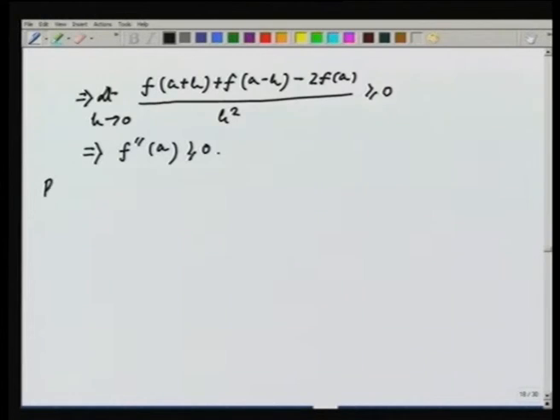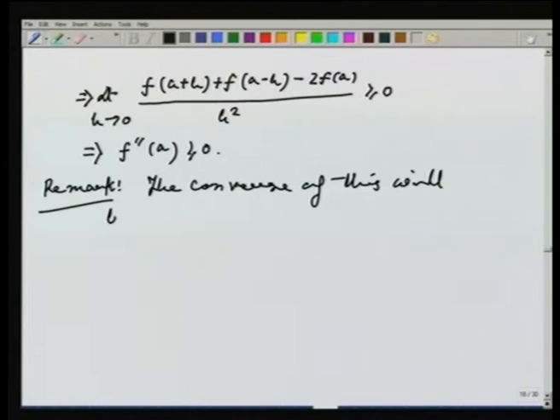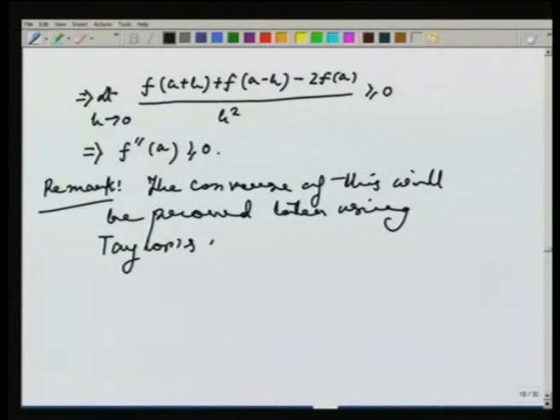Now, I will just remark here so that you can remember, the converse of this will be proved later using something called Taylor's theorem. That means, assuming that using Taylor's theorem we can prove this, it means that if I have a function defined in an interval which is differentiable twice and the double derivative is everywhere non-negative, that means the function is actually a convex function. Now, then it becomes very easy to give examples of convex functions that you can see very easily.